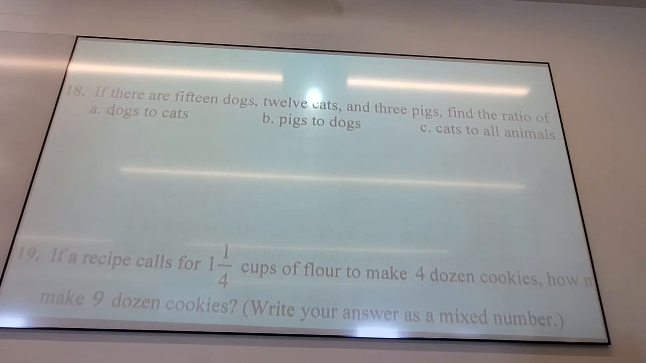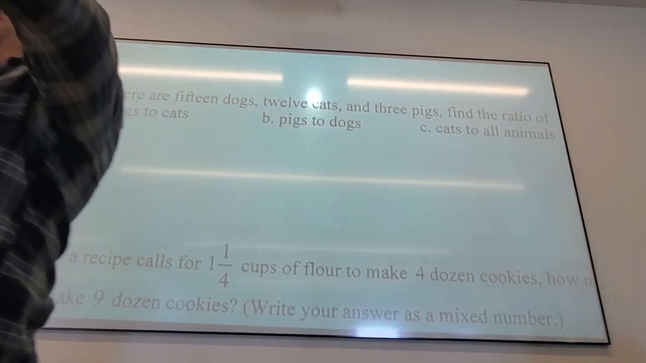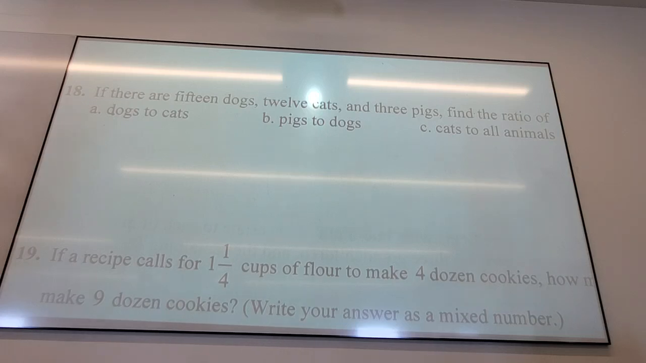So, this is all there is. And then whatever I'm looking at, this is all that exists. 15 dogs, 12 cats, 3 pigs. I want to know the ratio of dogs to cats.